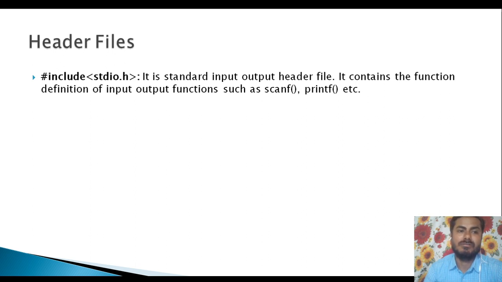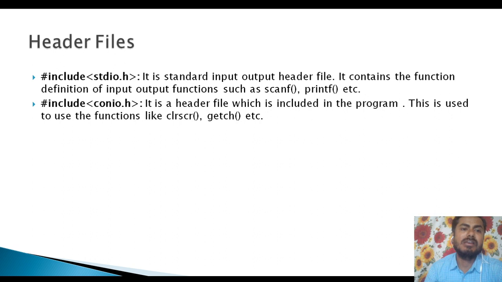The next header file is conio.h, that means console input output header file. It is a header file which is included in the program. This is used for functions like clrscr for clearing the screen, getch for getting any character, or to hold the output screen or console, etc. These are some of the console input output functions which can be accessed through the header file conio.h.